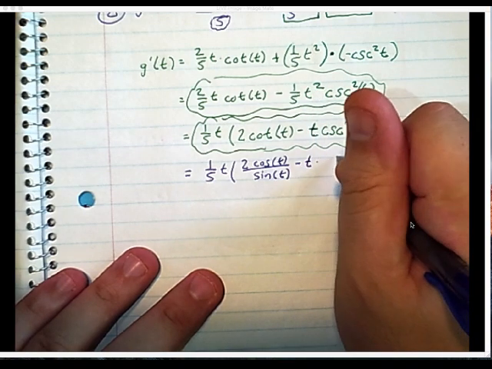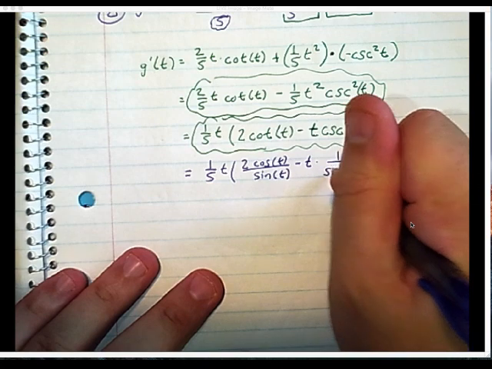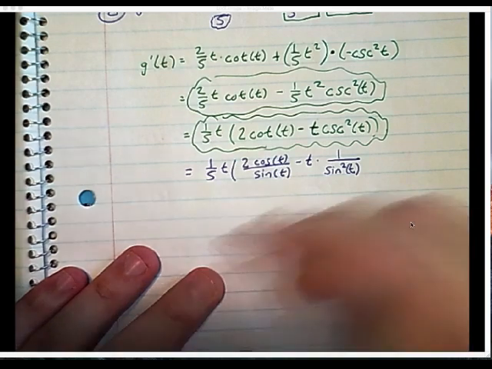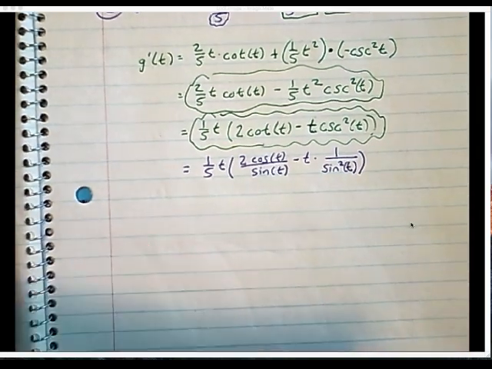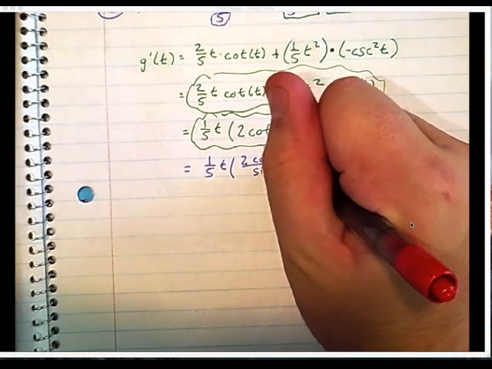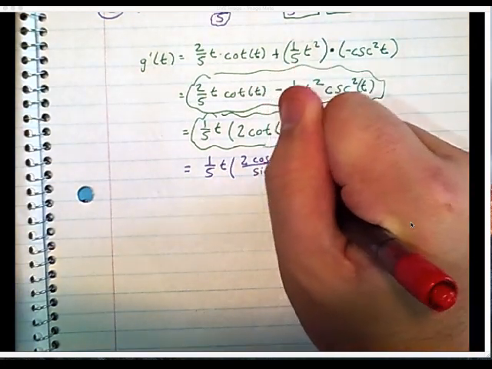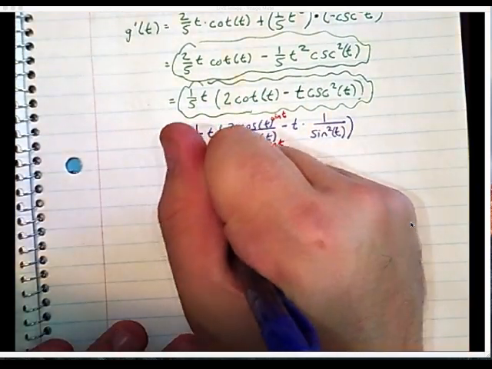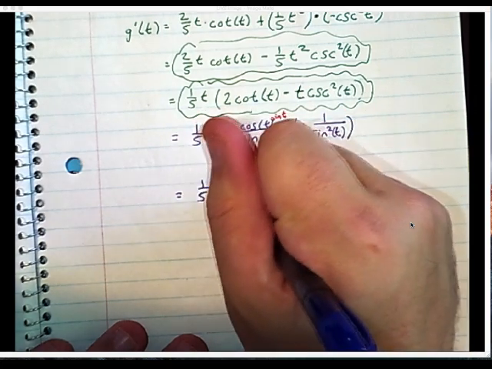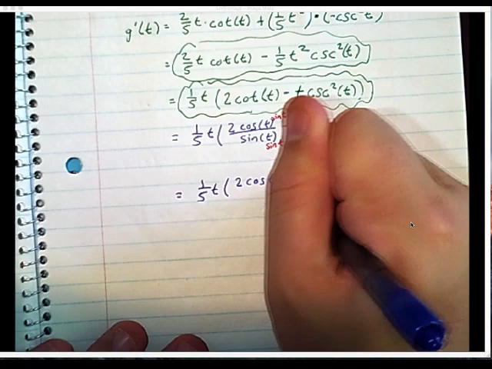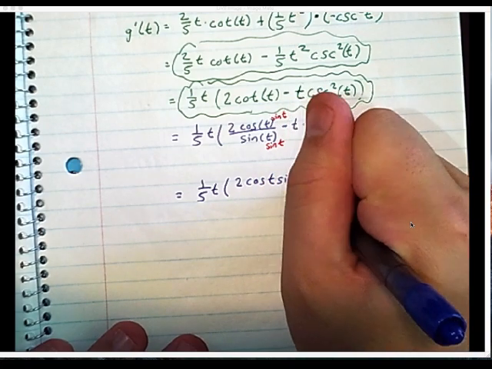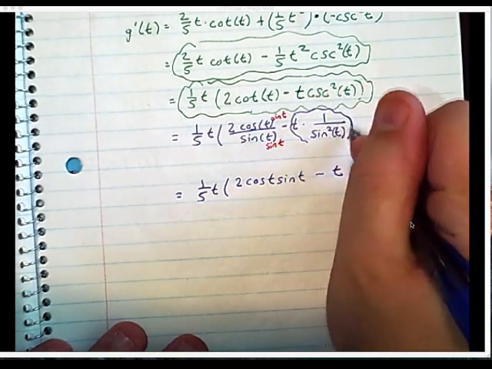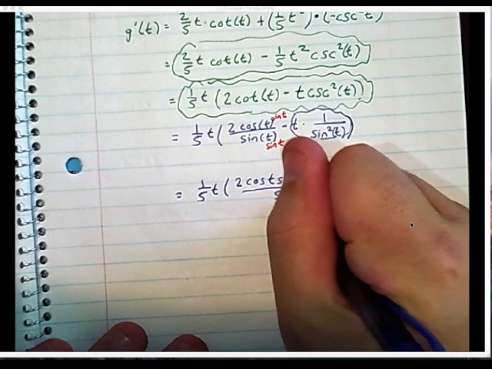What's cosecant? Cosecant's 1 over sine. So that would be 1 over sine squared. You could write it like that. You could get a common denominator here. You'd have to multiply by another sine of t over sine of t. And you could kind of do one of these things. 1/5 t, 2 cosine of t, sine of t, minus t, that coming from this piece, because you have a common denominator now of sine squared.